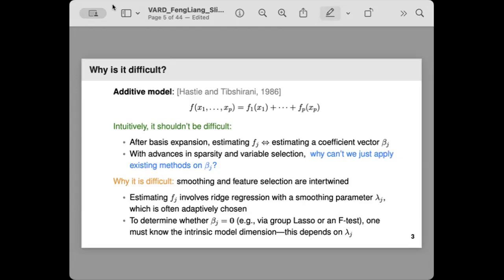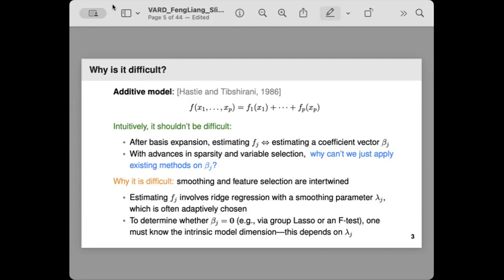Well, here's a catch. Smoothing and feature selection are tightly coupled. Estimating fj isn't the same as doing ordinary linear regression. It's more like ridge regression, where each component comes with its own tuning parameter lambda j, which we often need to estimate adaptively. And this tuning parameter lambda j directly impacts the dimension of the corresponding ridge regression model. In ridge regression, the dimension of the model is typically defined as the trace of the smoother matrix, which depends on lambda j, and is usually not even an integer.